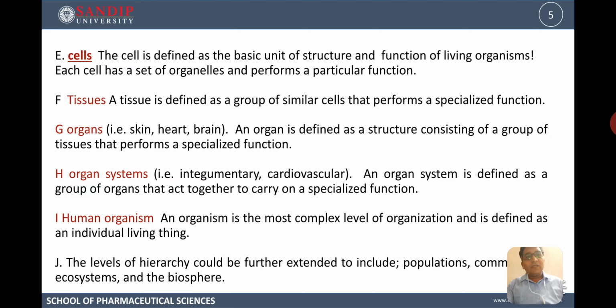For example, CVS, CNS, digestive. It means whatever the 11 systems in the body are nothing but groups of organs. And finally, a group of systems is known as a human organism. And if it is a group of organs in animals, it is known as an animal organism. Am I clear? Whatever levels of hierarchy there are, they extend into populations, communities, ecosystems and the biosphere.